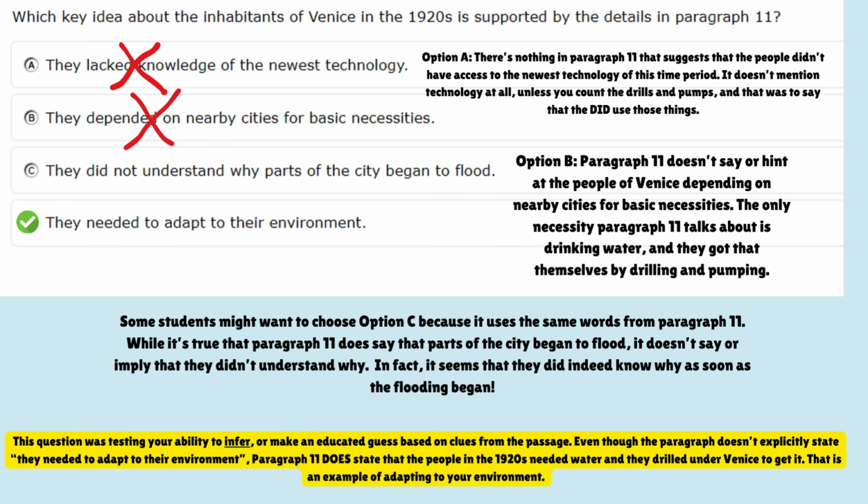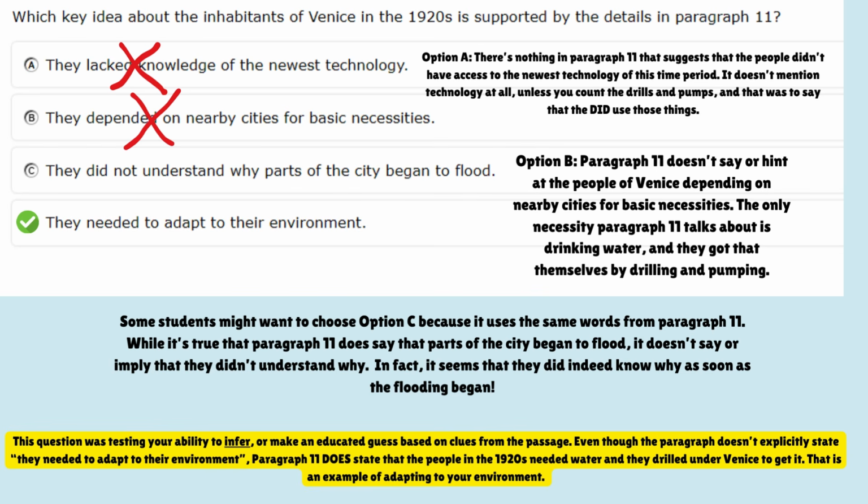Then we eliminate option B. They depended on nearby cities for basic necessities. Paragraph 11 doesn't say or hint that the people of Venice depended on nearby cities for basic necessities. The only necessity paragraph 11 even mentions is drinking water, and they got that themselves by drilling and pumping. No mention or implication of other cities involved. So A and B are not supported at all by paragraph 11. So we're left with C and D.